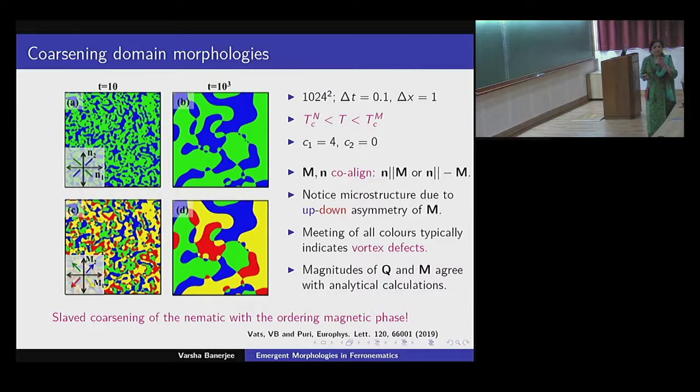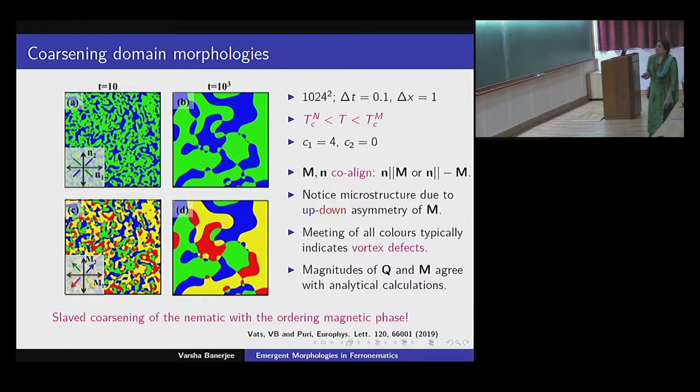But now the magnetic moments, they have an up-down symmetry. They don't have this up-down symmetry like the nematics. So then you require 4 colors for them. That's blue, that's green, red and yellow. Okay? So blue and red correspond with the blue in the nematic. Green and yellow correspond with the green in the nematic. Okay? So one can see that there is always this co-alignment. N is parallel to M or N is parallel to minus M. And there is this microstructure due to the up-down symmetry of the magnetic moment. Okay? And meeting of all colors typically indicates a vortex.